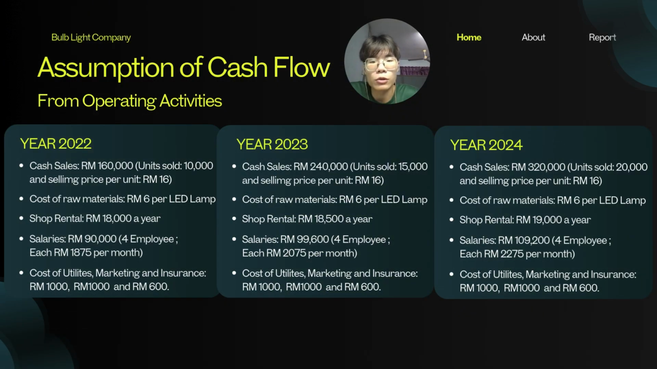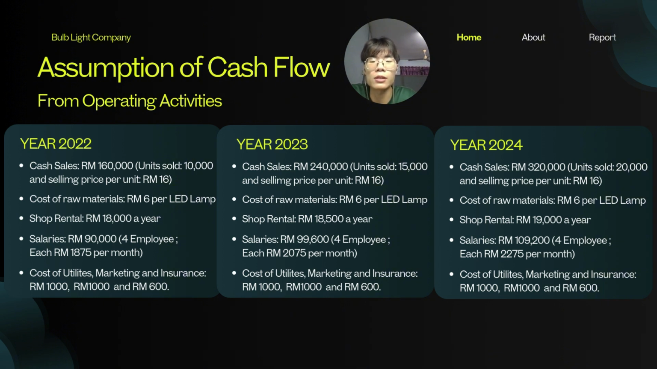So I will now walk through the key assumptions from the operating activities. We started conservatively in 2022 with 10,000 units. We have assumed a 50% growth in 2023 to 15,000 units, and finally reaching 20,000 units in 2024. Throughout this period, we maintain a constant selling price of 16 ringgit per LED lamp.